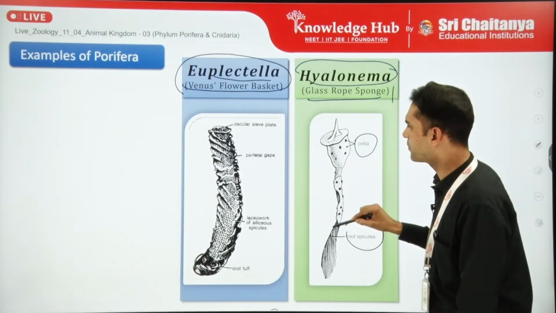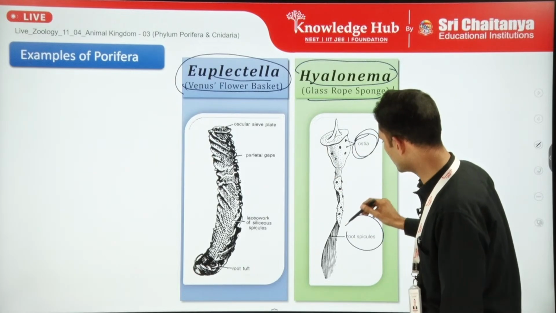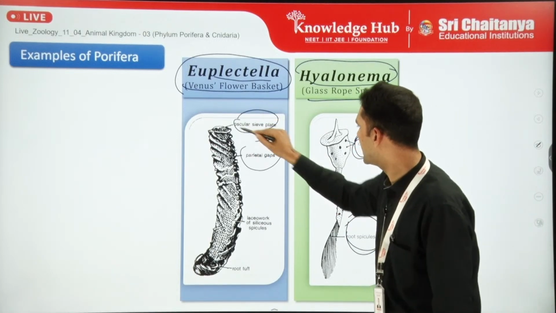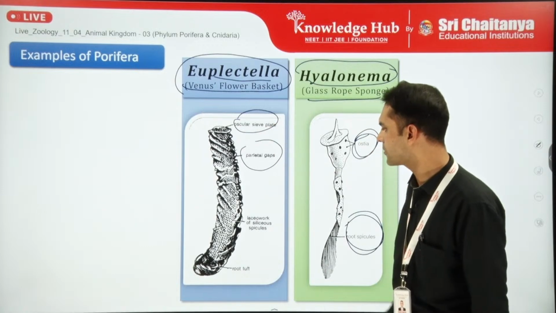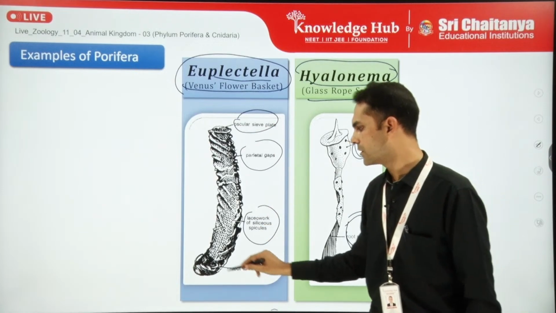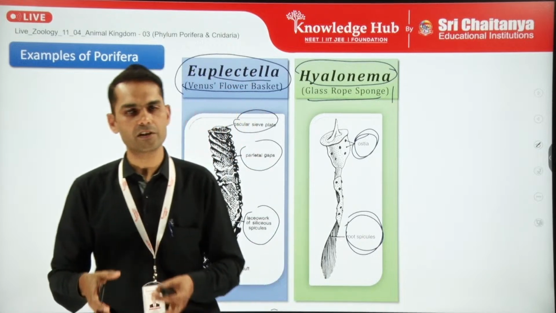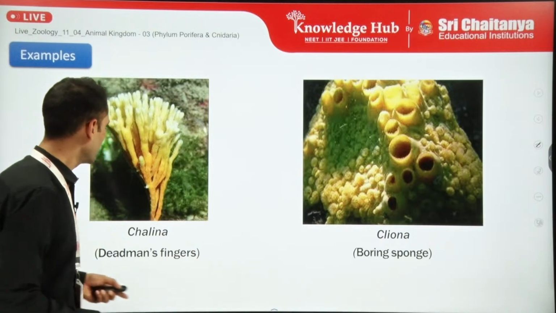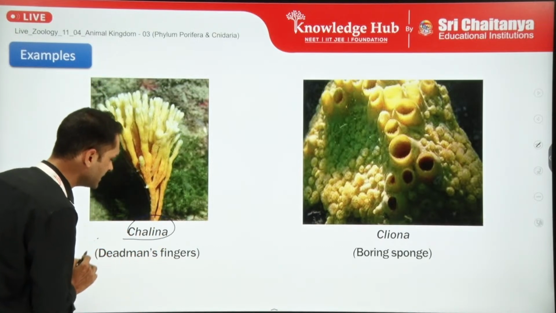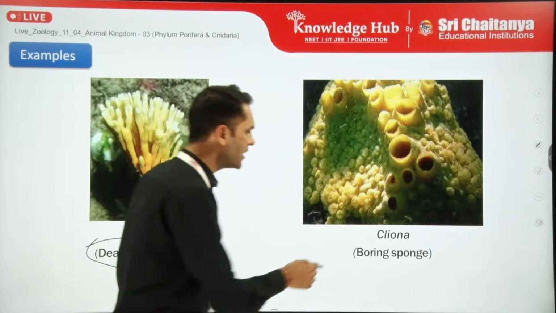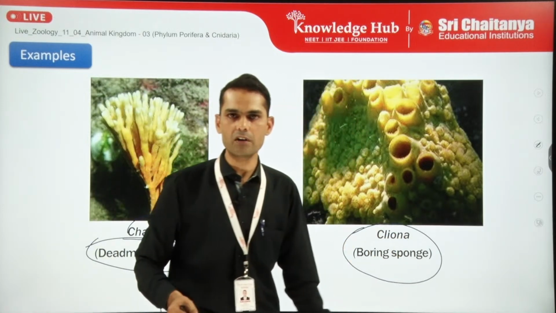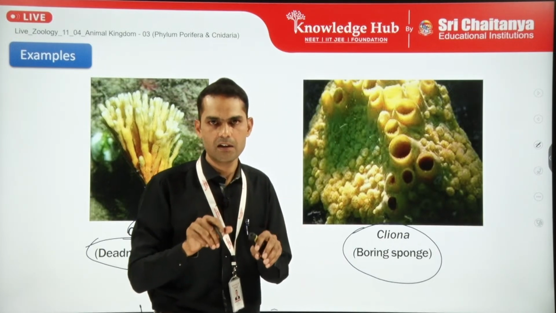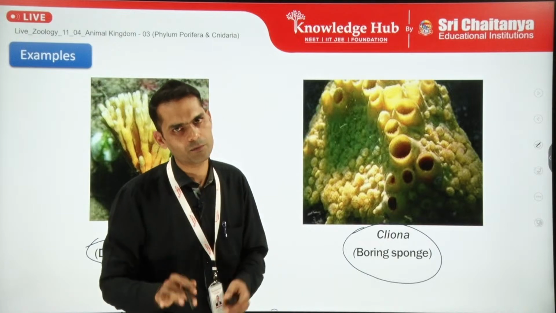Here we can see the ostia as well as root spicules. Similarly, the oscular sieve plate and osculum opening are also here, and that is the work of siliceous spicules. This is the root which is used to establish into the substratum. So these are the further two examples: Chalina, which is also called dead man's fingers, and Cliona, which is also called boring sponge. It usually creates pores into the shells of molluscs, so it is called boring sponge.